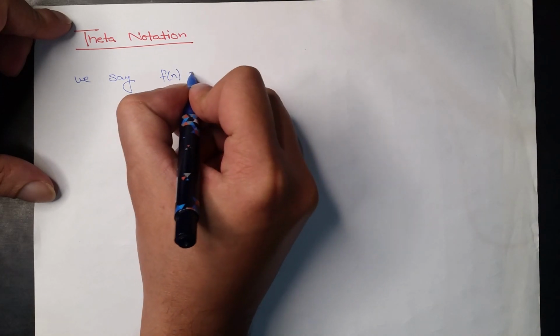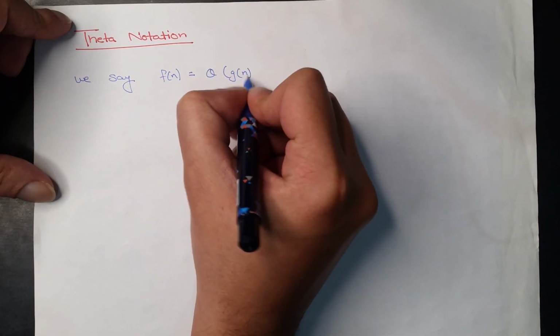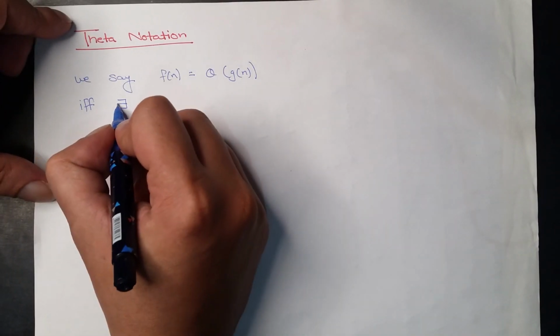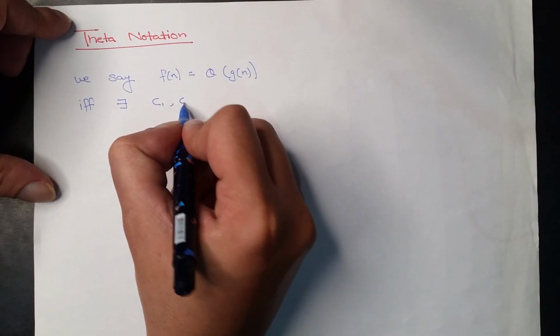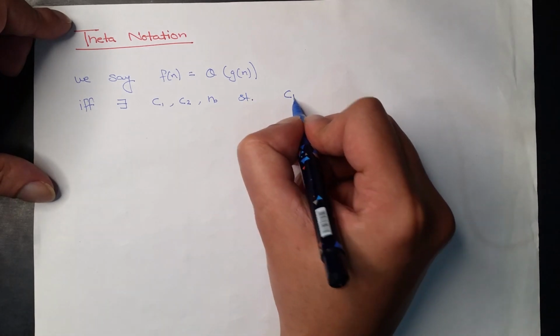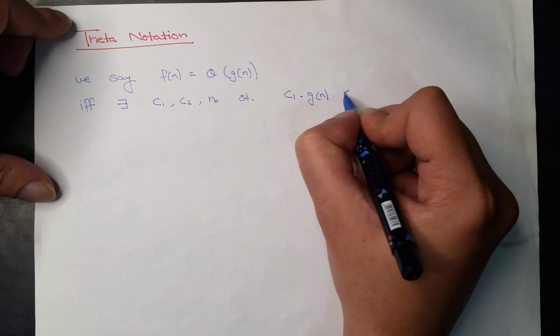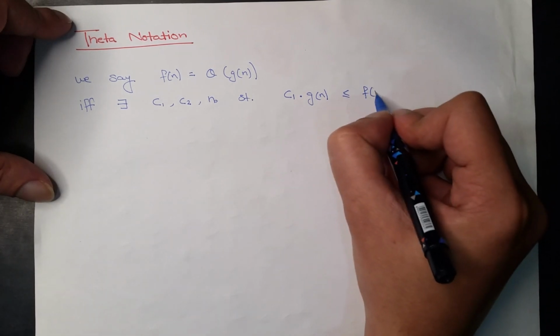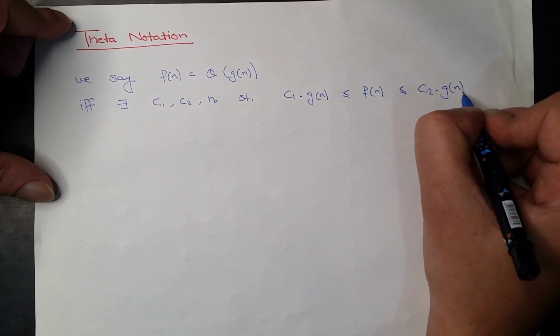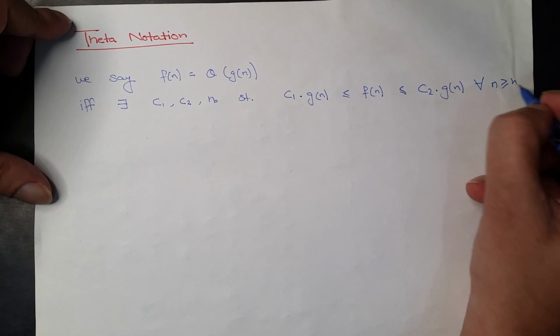Theta notation decides whether the upper and lower bounds of a given function are the same. We say f(n) is theta of g(n) if and only if there exist constants C1, C2 and n0 such that C1 times g(n) is less than or equal to f(n) is less than or equal to C2 times g(n) for every n greater than or equal to n0.